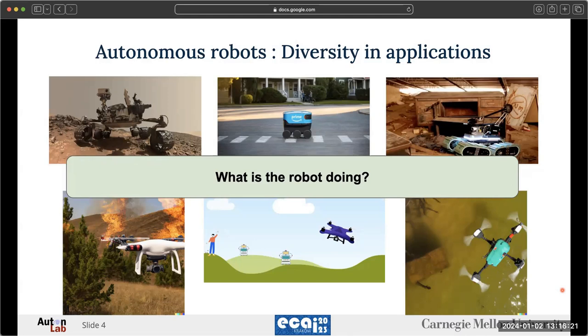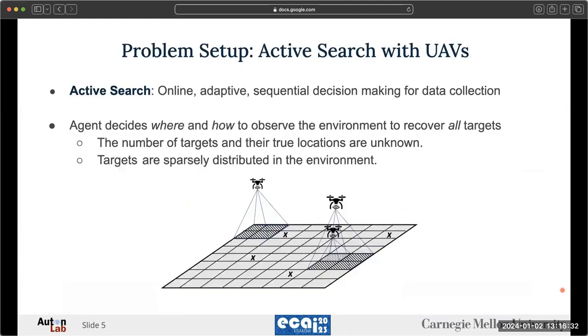For example, the delivery robot needs to look around and navigate to the next destination, whereas the search and rescue robots have to find the human survivors in the environment. Motivated by these applications, in this work, we focus on the setup of active search. Active search involves online, adaptive, sequential decision-making to recover targets in the search space.